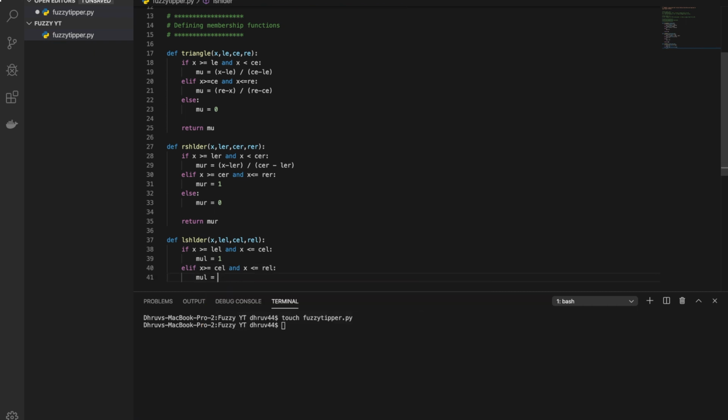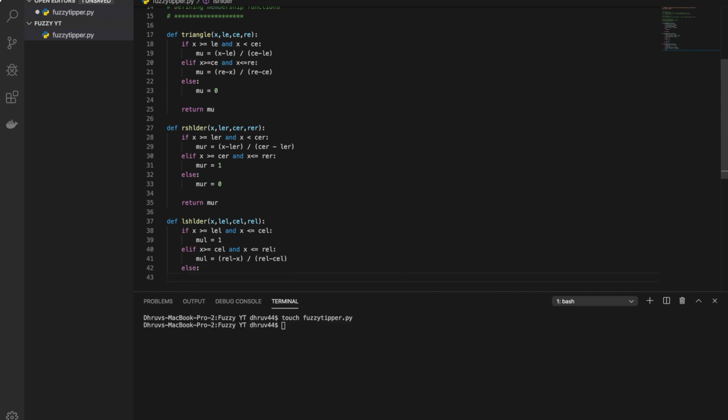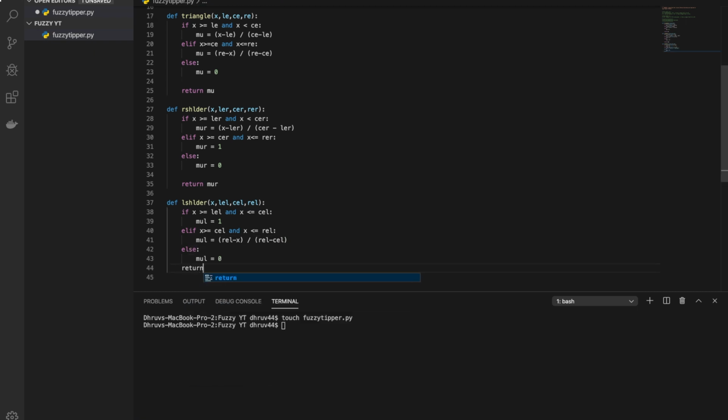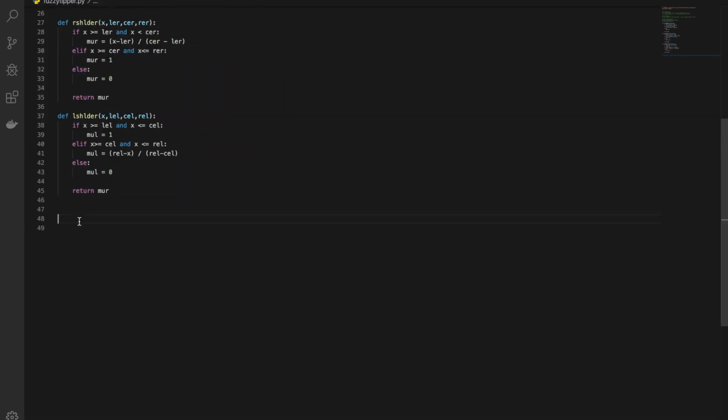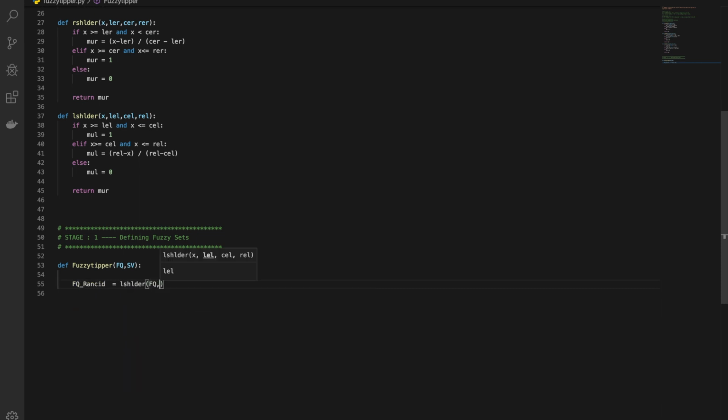As we define the left shoulder, it is very similar to that right shoulder. Now I made a mistake here returning the value of MUR where it should have been MUL, because it is a left shoulder and I have used the value of the right shoulder, which will be not defined, so do keep that in mind.